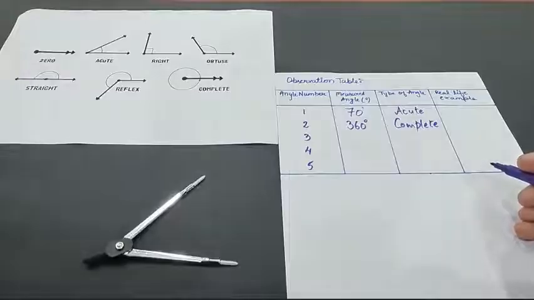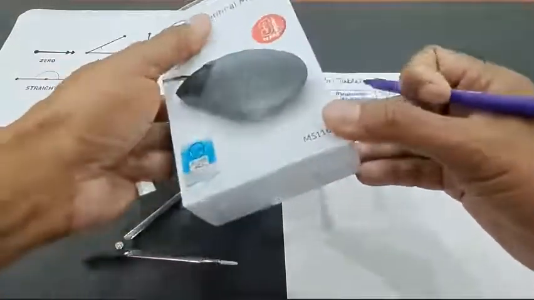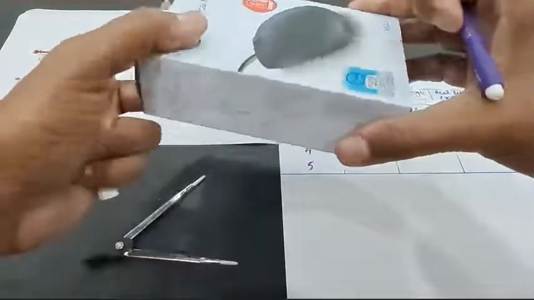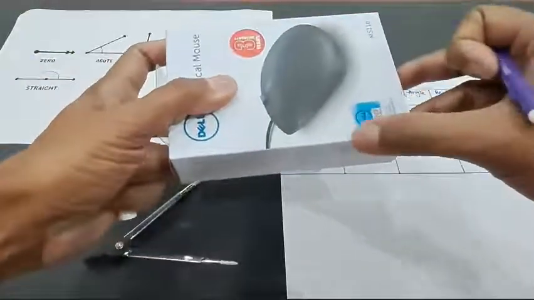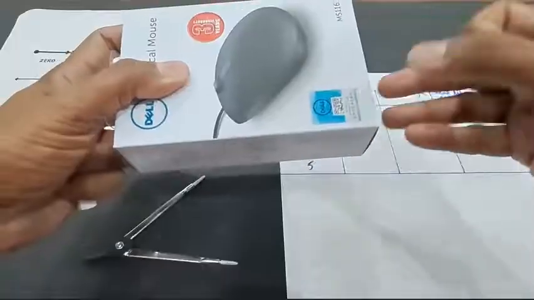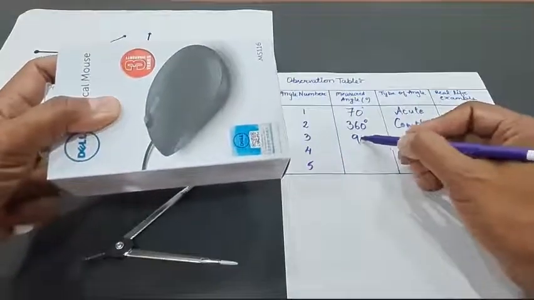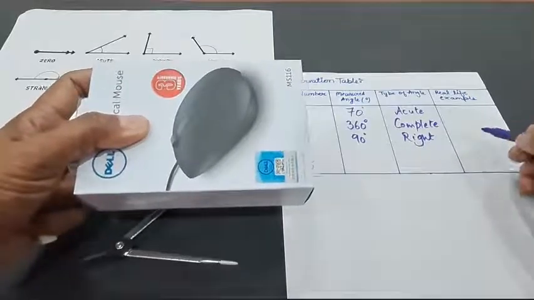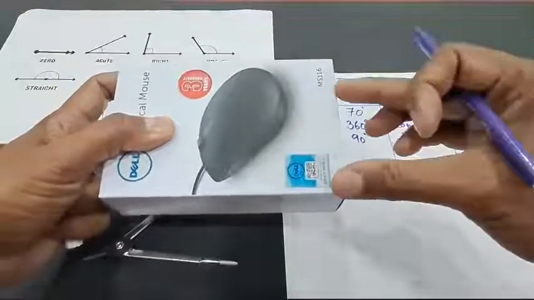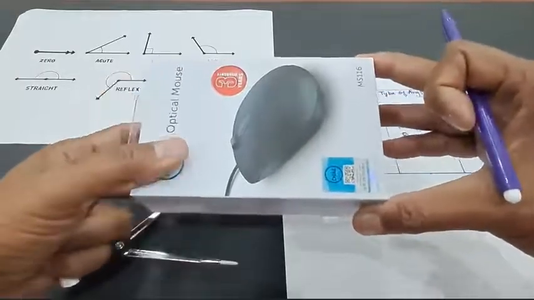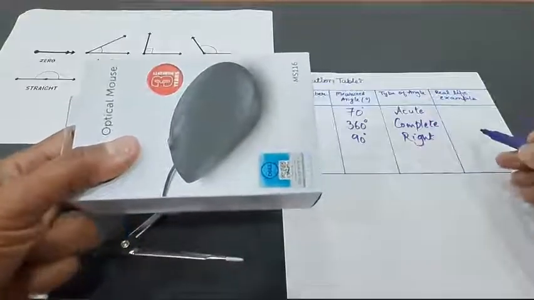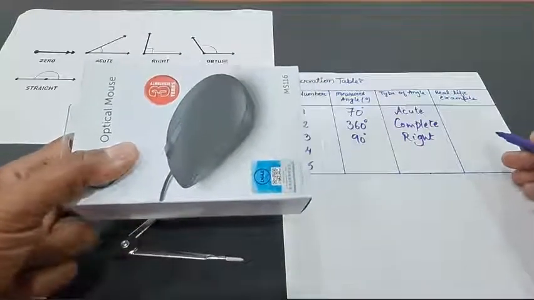Likewise, we can have a box, like here I have a box containing a mouse. And what type of angles can be studied using a box? If you see the length of the box and the width of the box, they form an angle of 90 degree, and that means it is a right angle. So what are the real life examples? The length and width of any rectangular or square object, they form a right angle. So right angles are everywhere. You can write as many examples as you want.